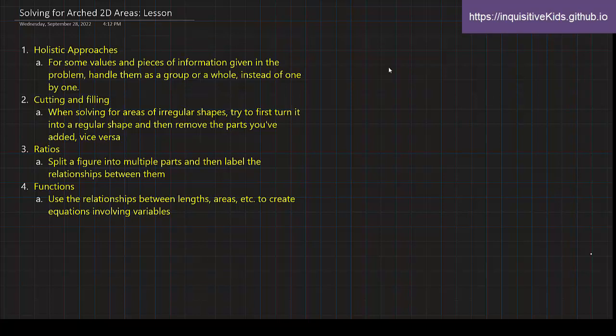These are the 4 main solutions, strategies and tricks that I want to share with you before moving on to the 4 problems.